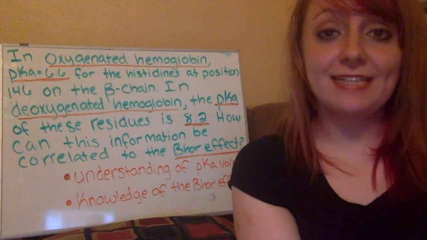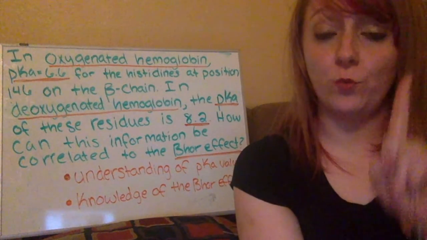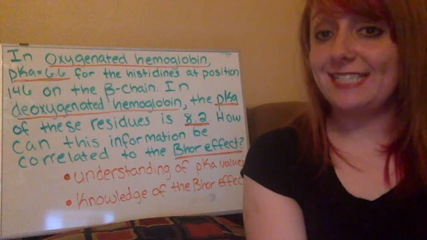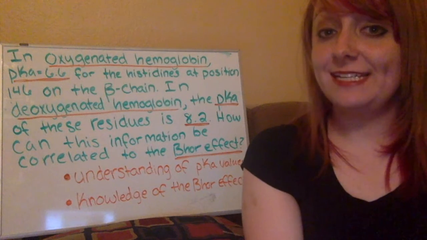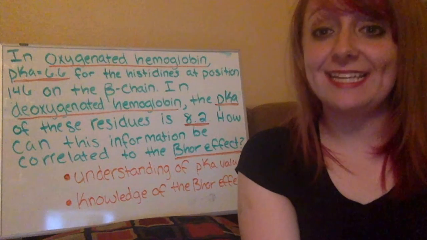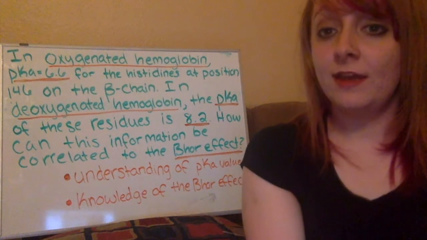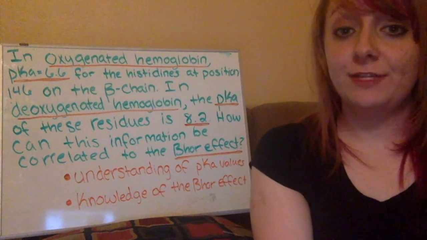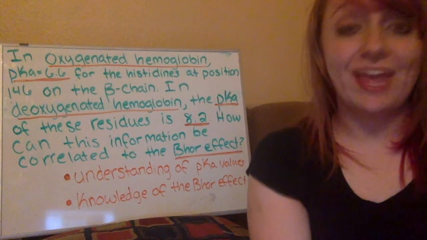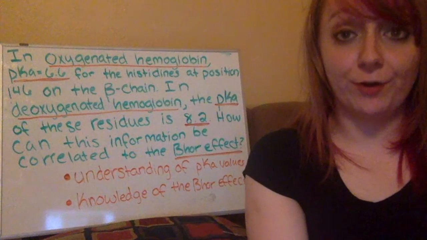I'm Tessa, and today I will be answering a Biochemistry 1 question. Our question states, in oxygenated hemoglobin, the pKa for the histidines at position 146 is 6.6. In deoxygenated hemoglobin, the pKa for these residues is 8.2. How does this correlate to the Bohr effect?